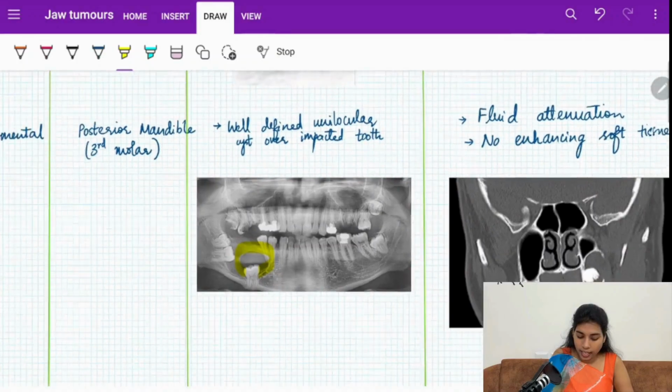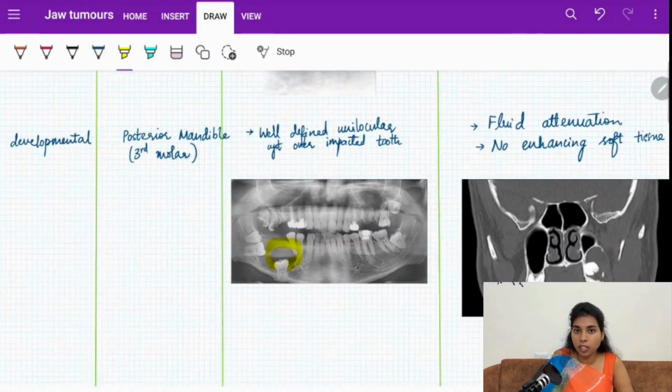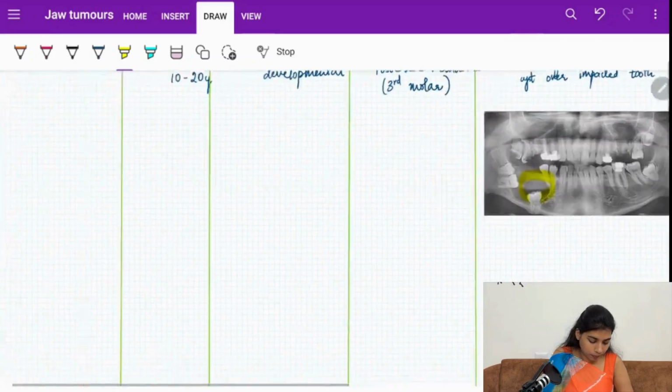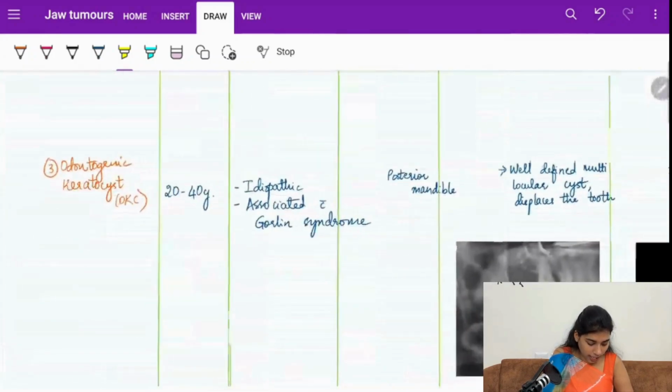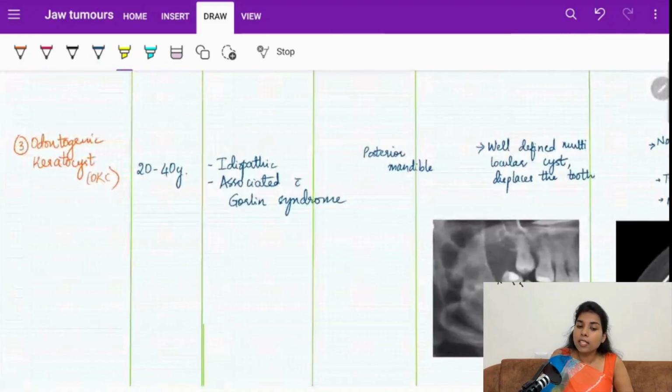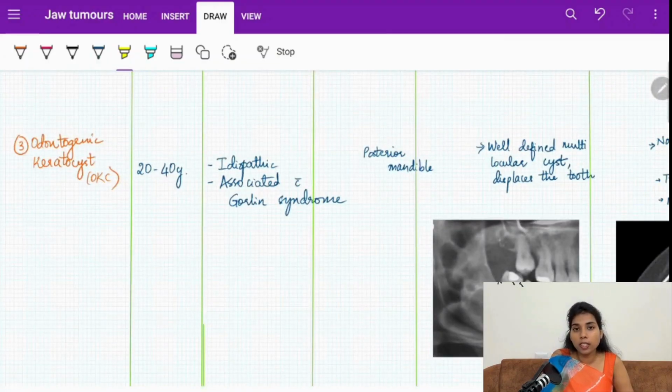On CT, again it's just a simple cyst without any enhancing soft tissue. Coming to our third lesion in the category, that is OKC. OKC is typically seen in the age group of 20 to 40 years. When there are multiple OKCs within the mandible and maxilla, you should think of Gorlin syndrome. Very, very important. You should think of Gorlin syndrome, and it is a spotter which is repeatedly asked in our exams. It is located most commonly in the posterior mandible.